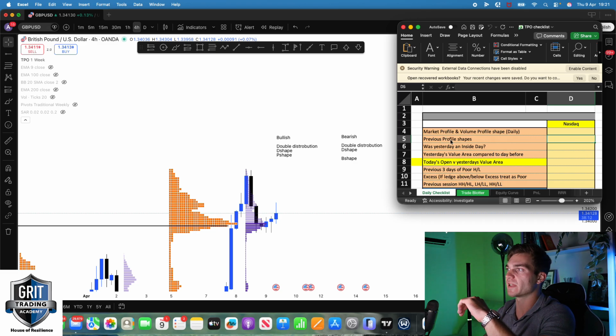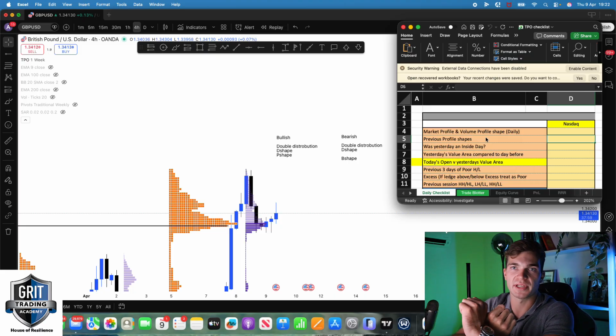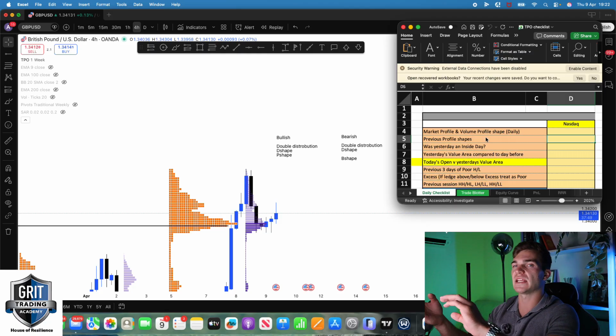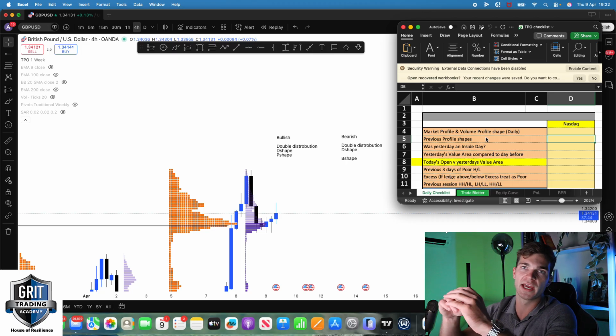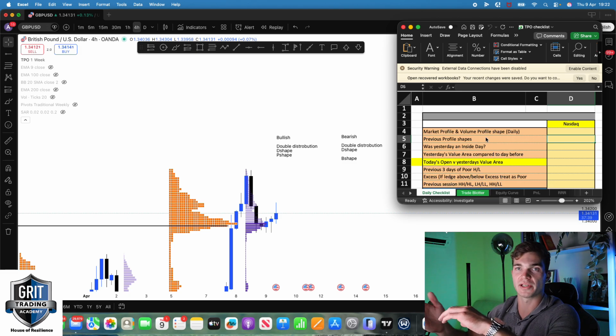And then for the previous day's profile shapes, you're looking for a D shape, a P shape, double distribution, whatever it is. But this is where you can introduce the D shape. We said before that the D shape didn't necessarily give us a bullish or a bearish signal. So when we talk about the previous profiles, I like to look at the 3 most recent profiles. If we had a D shape and then a break below the D shape, I would put that as -1. If we had a D shape and then a break above the D shape, then I would class that as +1. If it stays inside, then it just goes down as 0.